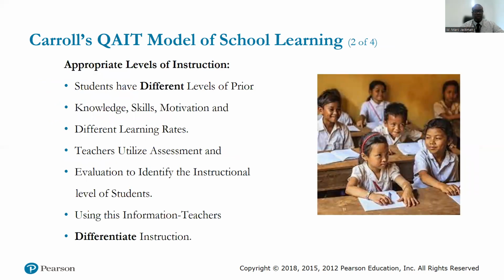Appropriate levels of instruction must also be given. So we dealt with the quality of instruction, appropriate levels, and the appropriate levels must be recognized because, as we said before, students have different levels of prior knowledge, skill, motivation. They have different learning rates. The teacher must utilize different assessment and evaluation to identify the instructional levels where students are at. So sometimes you might do a pre-test to see where students are at, and you would identify what level you need to start at, and instruction must also be differentiated as is required. So if you have a class where you have emergent readers, competent readers, and advanced readers, then you would have to have activities to satisfy the three groups within the class.